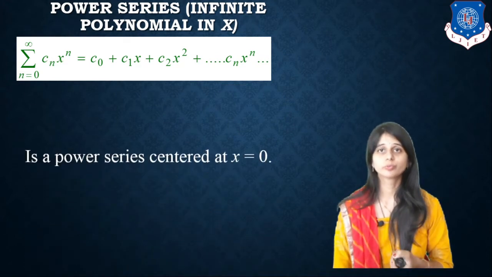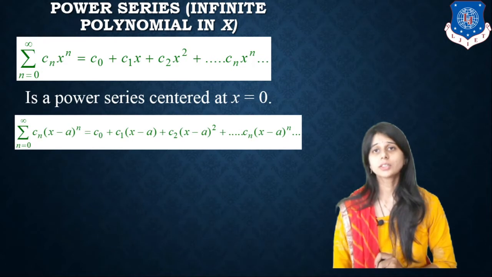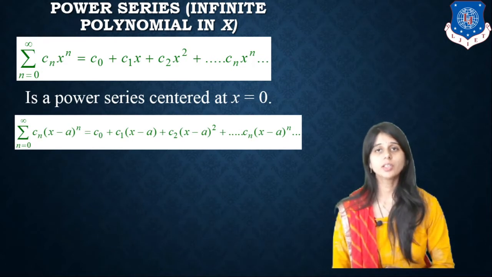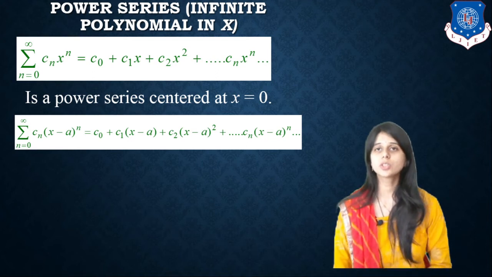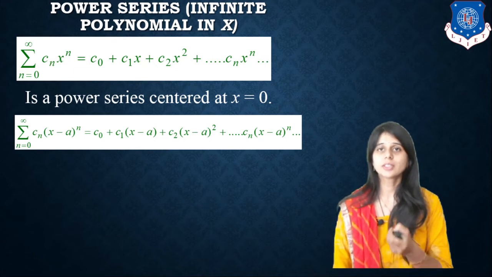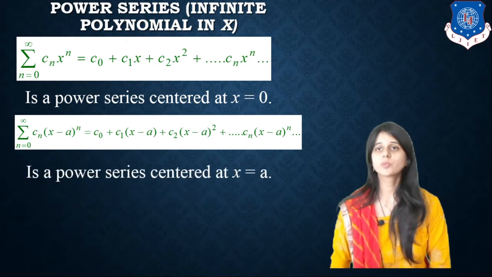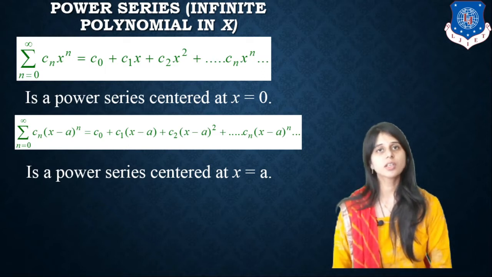If we take the generalized form, the summation from n equal to 0 to infinity of Cn (x minus a) raised to n equals C0 plus C1 (x minus a) up to Cn (x minus a) raised to n. This is the power series at center x equal to a. So this is the basic generalized notation of the power series.